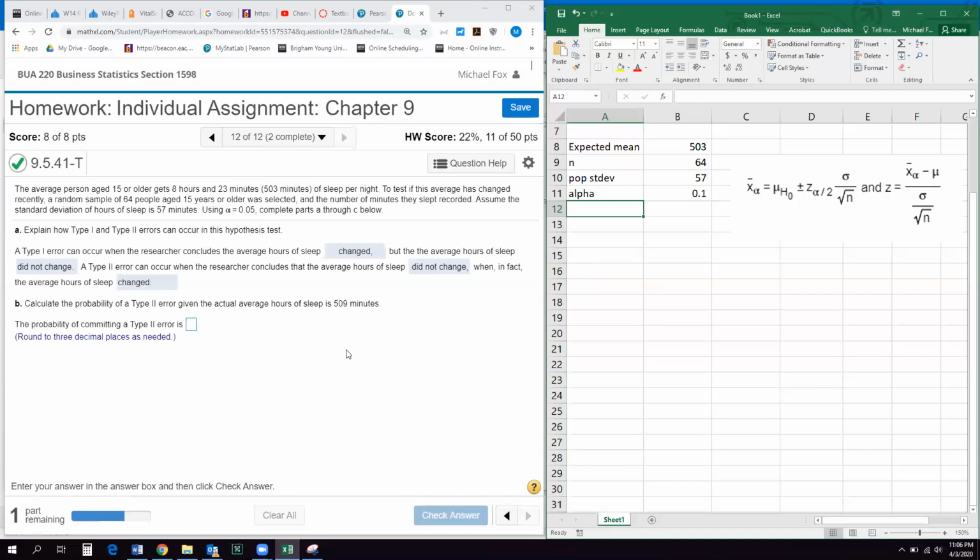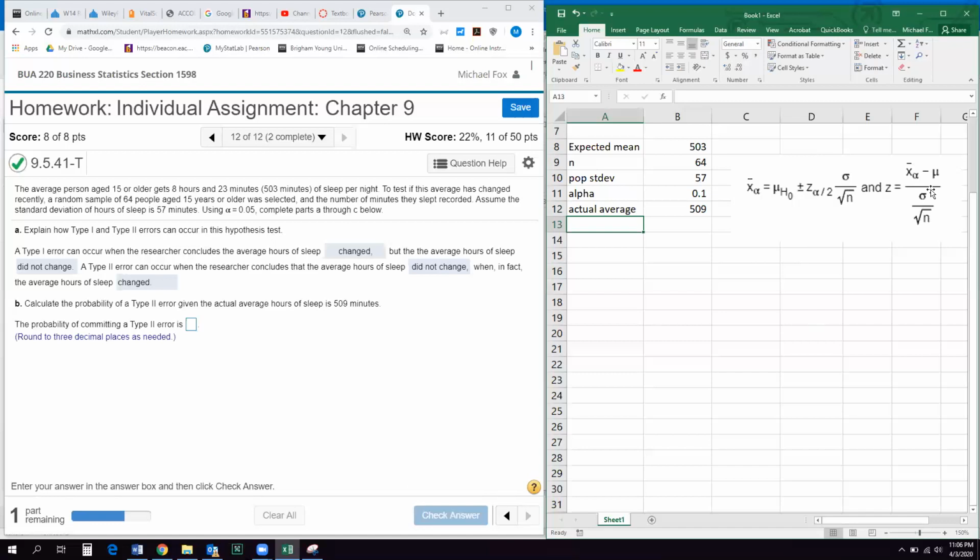The first thing it says is calculate the probability of a type 2 error given the actual average hours of sleep of 509 minutes. So I'm just going to call this the actual average was 509. That's our sample, right, that we took. To do this, we're going to have to use these two formulas. This one's called the critical mean, and then this is our z value for each point of the critical mean.